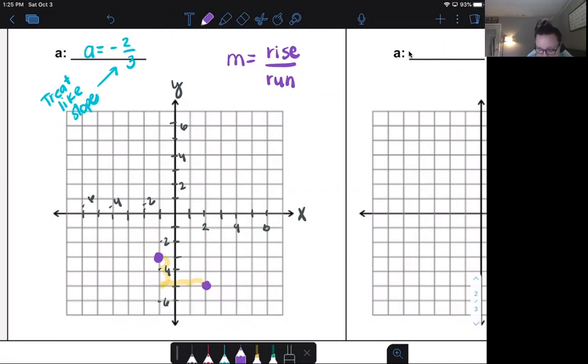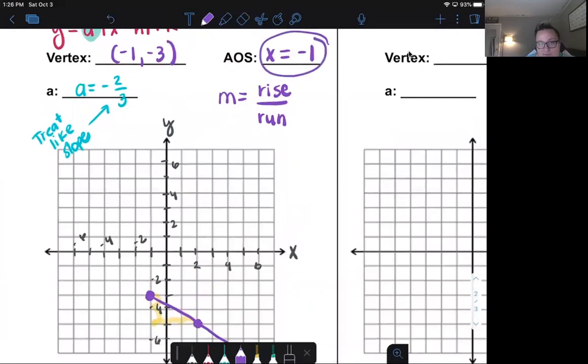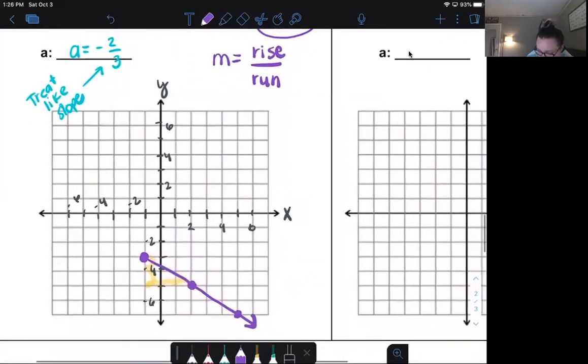And then do it one more time. So down 1, 2, over 1, 2, 3. You should have a point at (5, -7). And what we have is we've created the first half of our V-shaped graph. Now the other half is going to be reflected over the axis of symmetry. So remember, our axis of symmetry was x equals -1. So as a line, that's a vertical line at x equals -1. So here's -1. I'm just going to draw the line, the vertical line that goes through x equals -1.